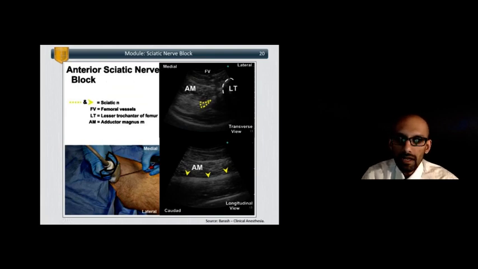And so this is ultrasound imaging for the anterior sciatic nerve approach. Okay, this is the anterior thigh. These are the femoral vessels up here. Okay, and this is the lesser trochanter of the femur and the adductor magnus. This is the medial thigh. This is the lateral thigh. And they've outlined for you the sciatic nerve. They've turned the probe 90 degrees to visualize the length of the sciatic nerve from cephalad to caudad direction.